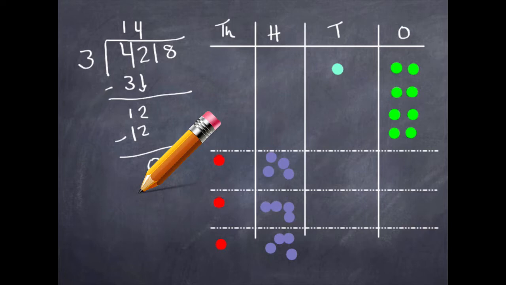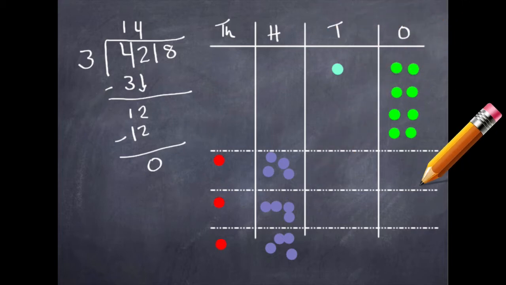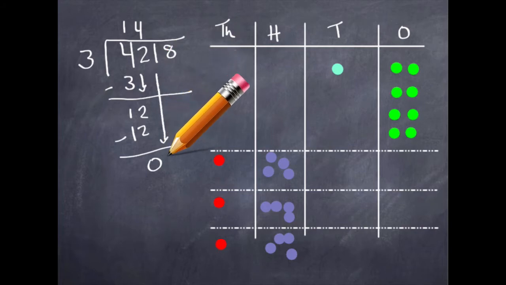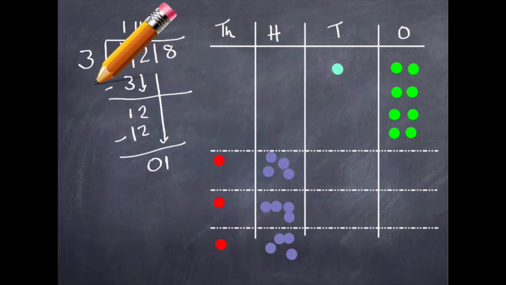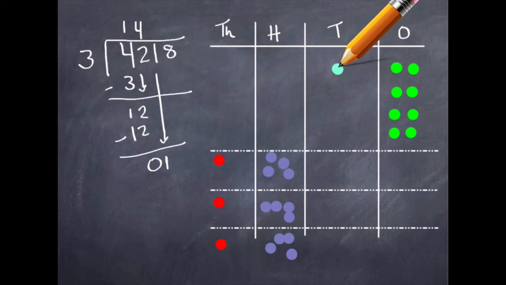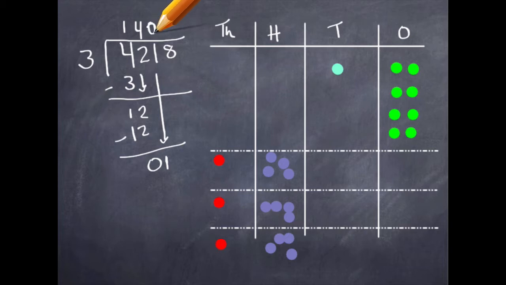No, I can't stop there. I still have my 10s and my 1s that I have to divide, right? I still have to put them into some places. So what I can do now is I can bring down this 1 here, okay? And how many 1s are going to be in each of those 3 groups? If I take that 1, can I divide it into 3 groups? No, I can't, right? So I can't do it. It's not going to work. So I'm going to put a 0 right here.